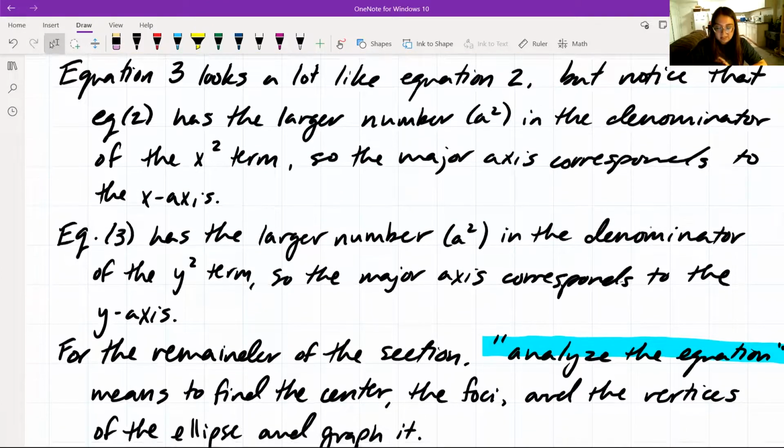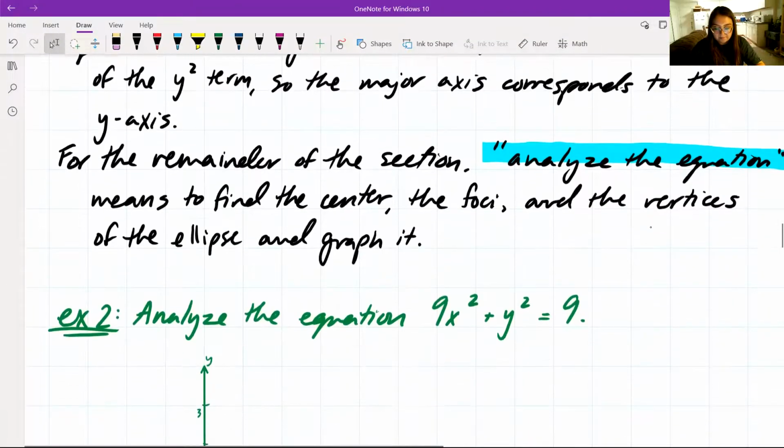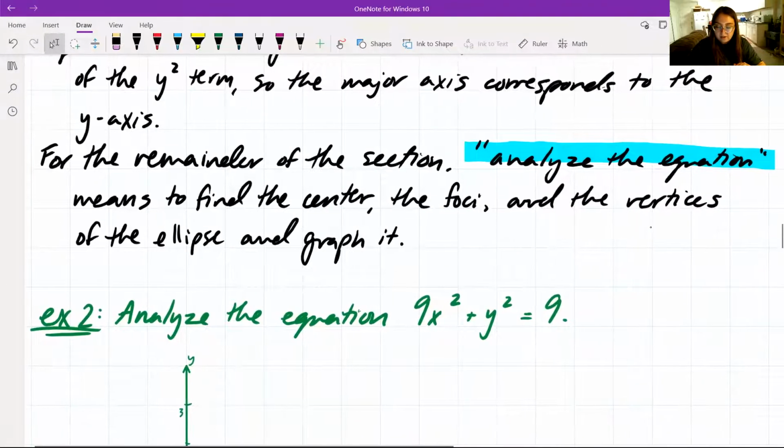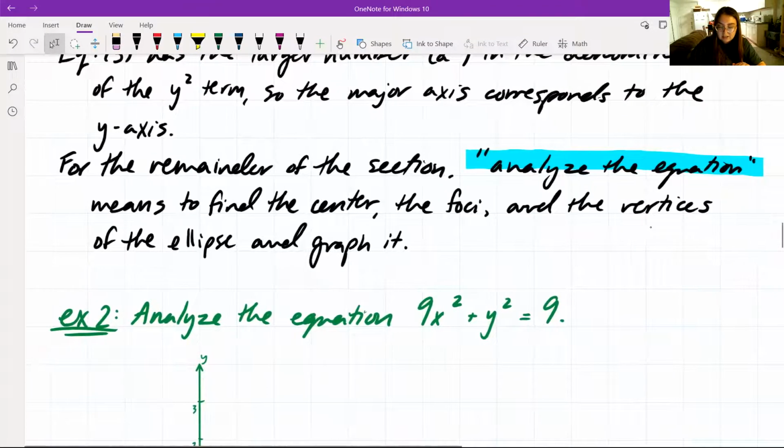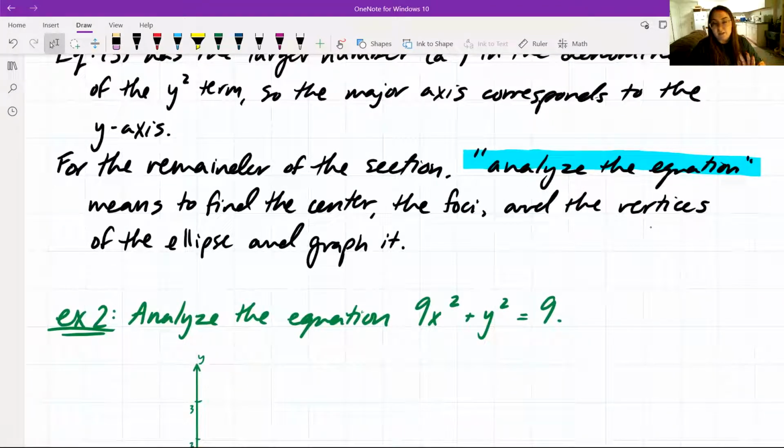Then we see equation 3 has the larger number a squared in the denominator of the y squared term, so the major axis corresponds to the y-axis, where if it were under the x term, it would be the x-axis. For the remainder of this section, you're going to hear "analyze the equation" in given problems. This just means that we want to find the center, we want to find the foci, the vertices, and then we're going to graph. So those are the 4 things that we have to do there.